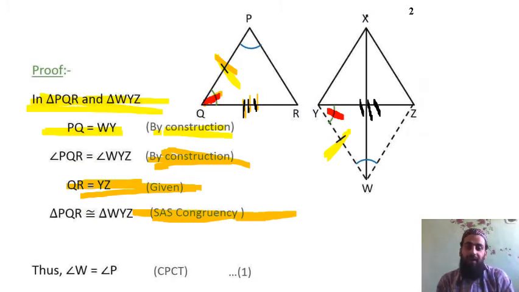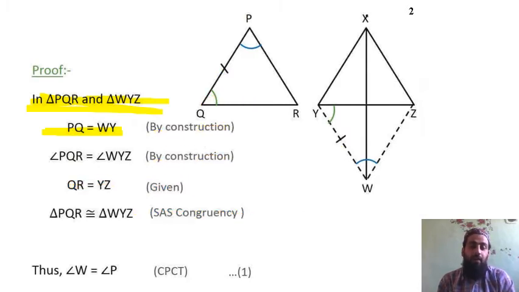Now when they are congruent to each other, there will be a condition called CPCT. And what is that condition? If two triangles are congruent, then their corresponding parts are also congruent, or equal. So if these two triangles are congruent, then angle W and angle P must be equal to each other, because these are corresponding parts of congruent triangles.